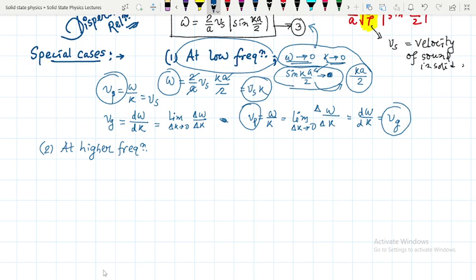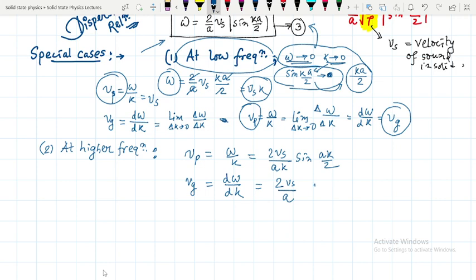At higher frequency, the phase velocity and group velocity will not be equal. That is, Vp will be omega by k. Now from equation 3 we can get omega by k, that is 2 Vs upon ak sine of ak by 2, and Vg will be d omega dk. If we take the derivative of omega with respect to k, we will be able to obtain 2 Vs by a sine cos ak by 2 and 2 by a. So this gets cancelled out and will result in Vs cos of ak by 2. So you can see from this that the phase velocity and the group velocity are not equal to each other.